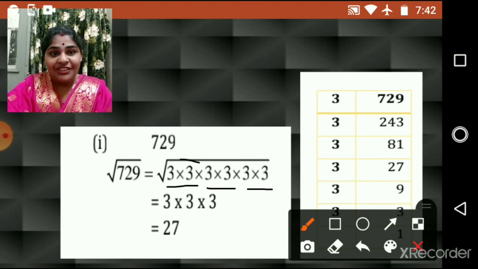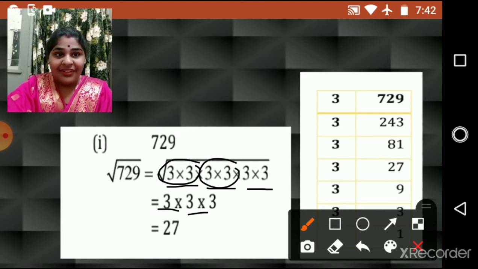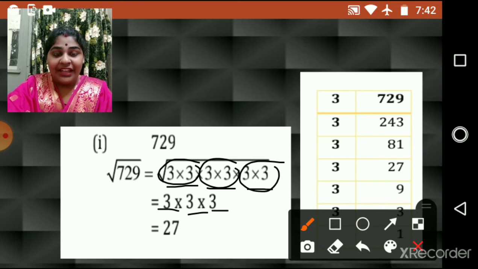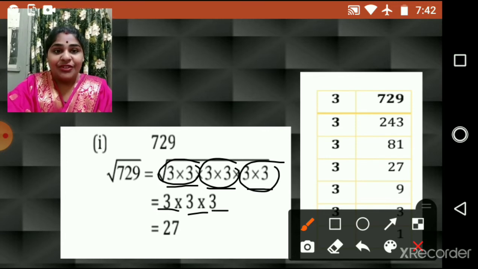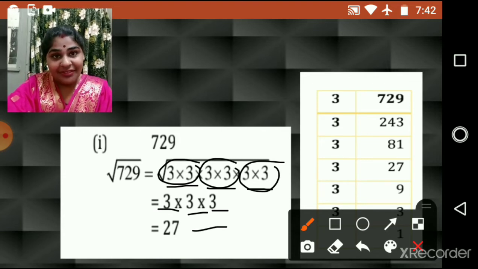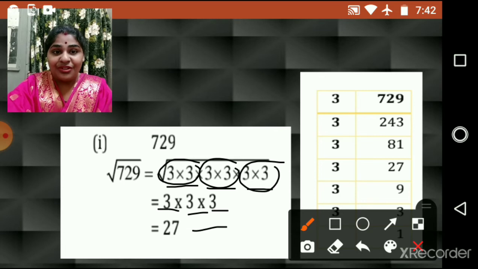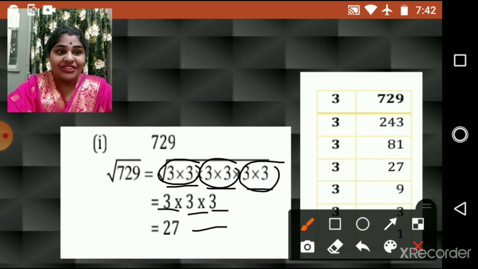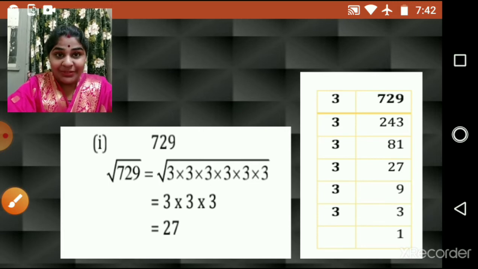From each pair you are going to take one number. So like that I got here, and you are going to multiply those numbers. So here 3 into 3 into 3 is 27. So hence square root of 729 is 27, children. I hope this is clear.